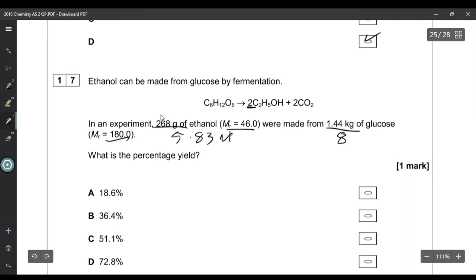So for the percentage yield, remember that for every mole of glucose we started with, we'd expect 2 moles of ethanol. So then it just becomes a division of what we've actually got divided by what we expected, and we come out with 36.4%.